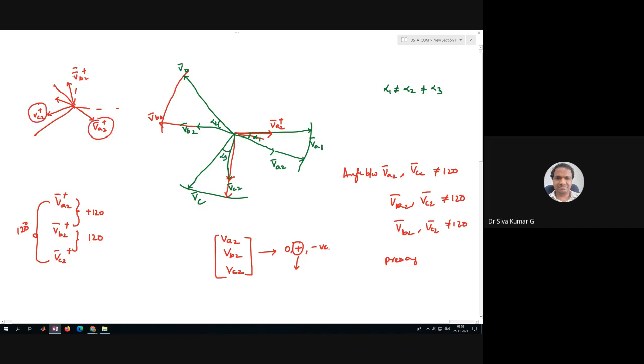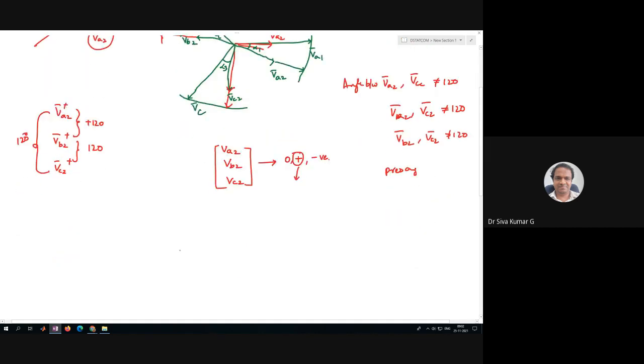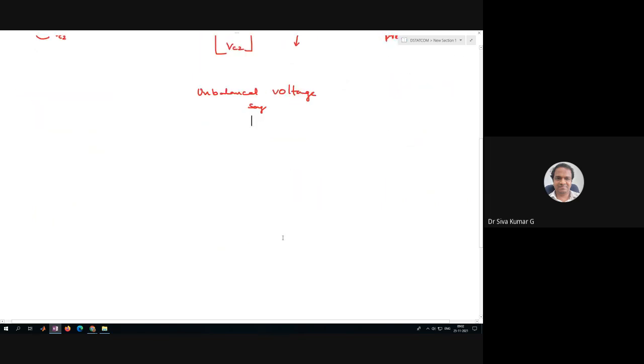Then they inject the in-phase injection. This they call pre-sag compensation. If you have an unbalanced kind of voltage side, what they do is resolve it into sequence voltages.